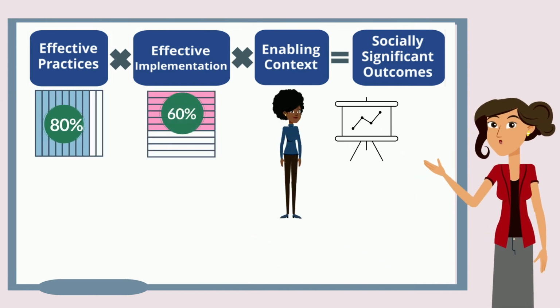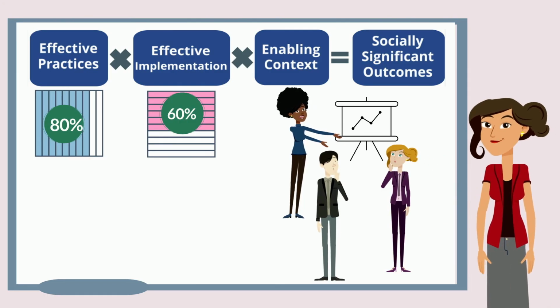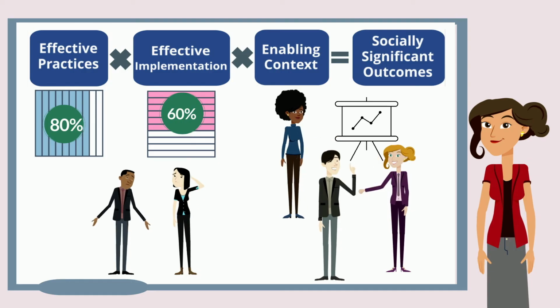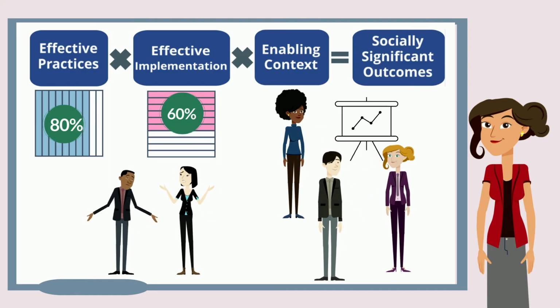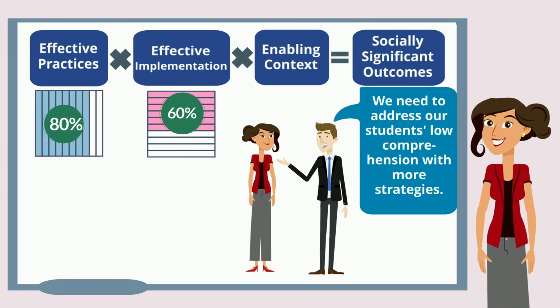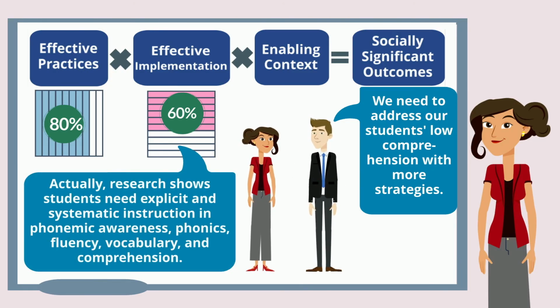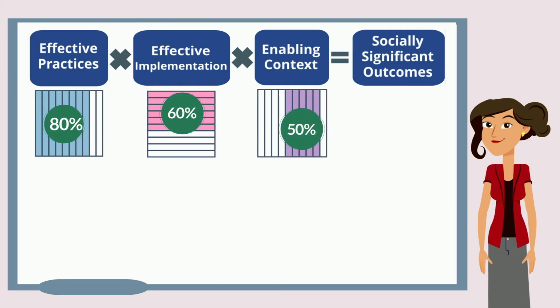Next, they had about 60% of effective implementation. Teachers were provided professional development on the evidence-based practice and used data to monitor student progress. However, teachers did not receive any coaching or follow-up support to transfer newly learned skills into their classrooms. Finally, the enabling context was a barrier. Principal Perkins and another school leader did not agree on the best approach to teaching literacy, and teachers noticed a disconnect between feedback from different administrators. This resulted in about 50% of the enabling context.